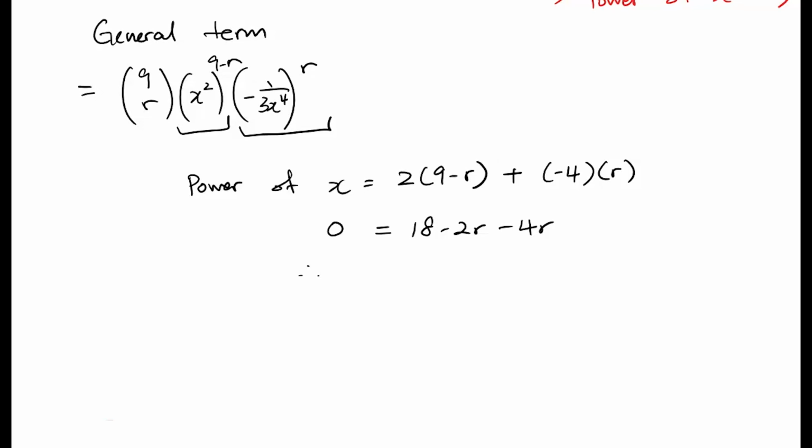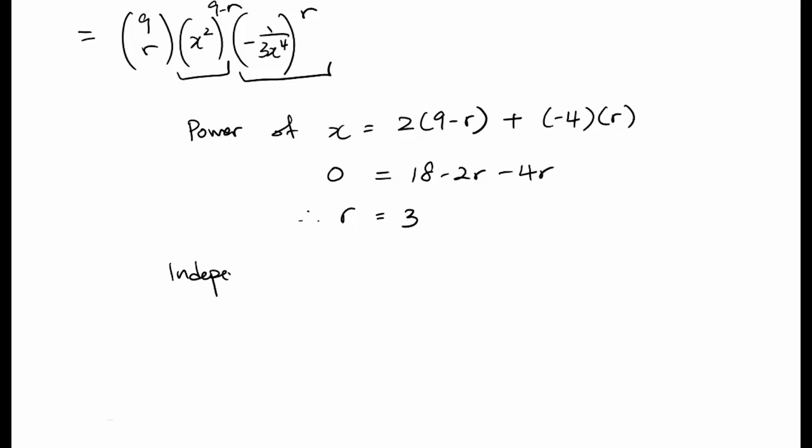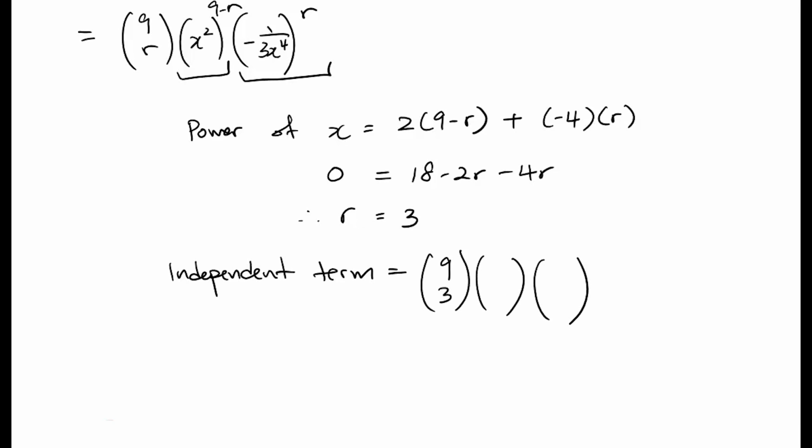So therefore, 18 divided by 6, my r is 3. With that, I can now find the independent term, which is equal to 9 choose 3, (x^2) to the power of 9 − 3, which is 6, and (−1/(3x^4)) to the power of 3. Simplifying this, 9 choose 3 times 1 over 3 to the power of 3, that gives me 28 over 9.